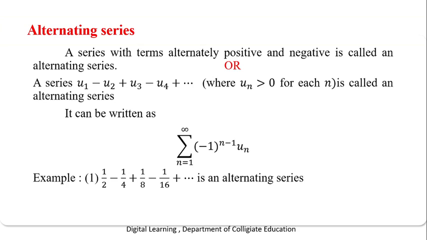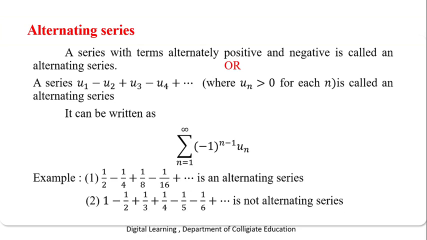For example, consider 1 by 2 minus 1 by 4 plus 1 by 8 minus 1 by 16 plus so on. This is an example for the alternating series, because here we have the alternative sign plus minus plus minus. Therefore, this is an example for the alternating series.